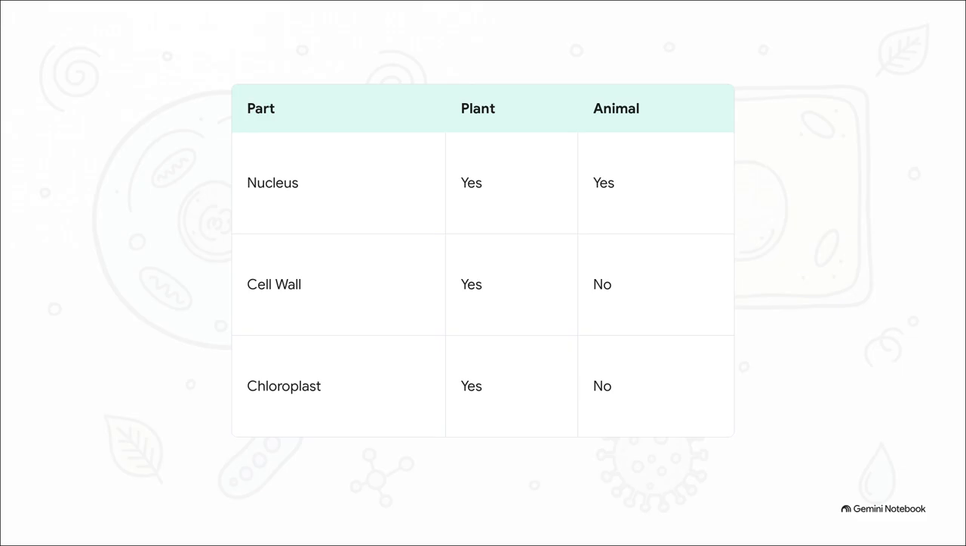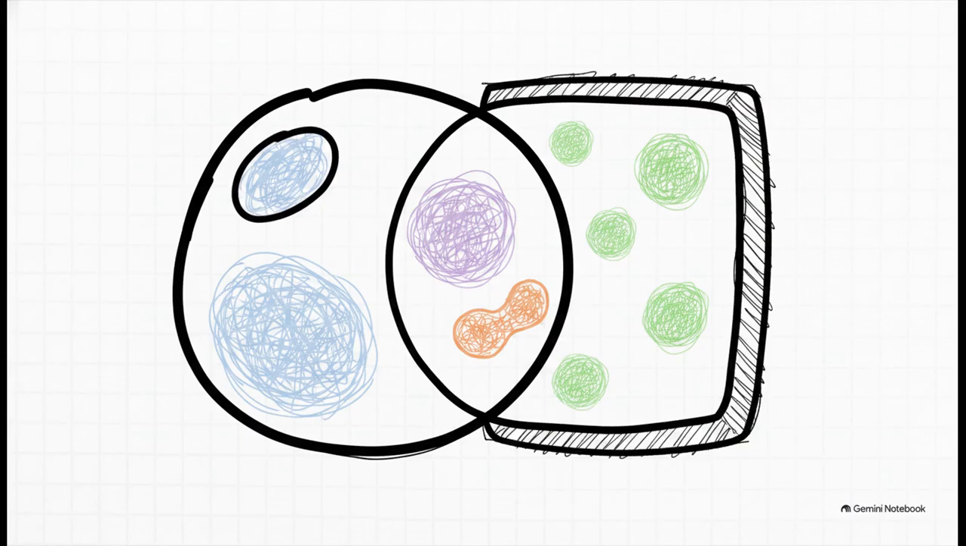The cell wall for rigid structural support, plants have it, animals do not. The chloroplast to manufacture food directly from the sun, plants have it, animals definitely do not. So, to quickly summarize this grand comparison, it's exactly like a Venn diagram.